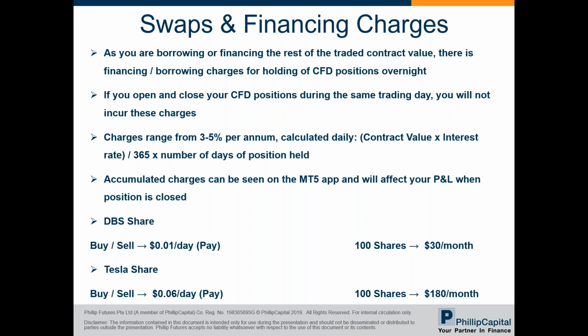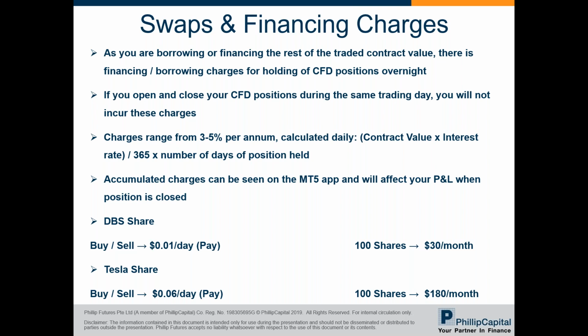Accumulated charges can be seen on the MT5 app. When you're trading, you can take a look at the accumulated charges, or look at the statement that we send you for the charges. And this will affect your profit and loss when you close your position. So let's say you're $100 in profit and you have accumulated maybe $5 in financing charges. Therefore, your total profit would only be 100 minus 5, which is $95.